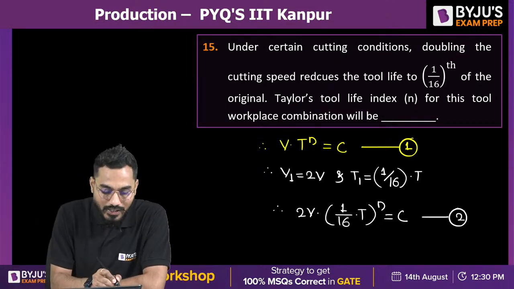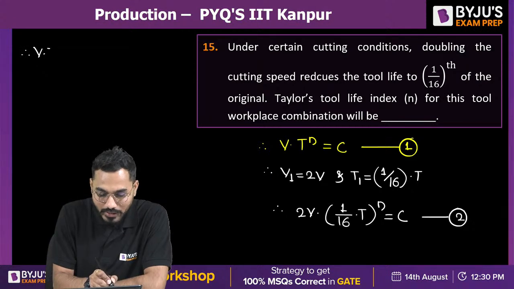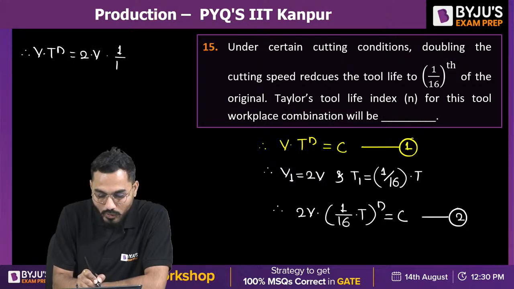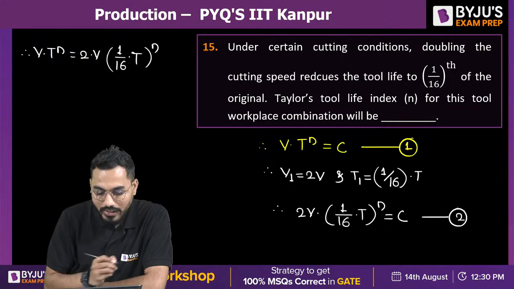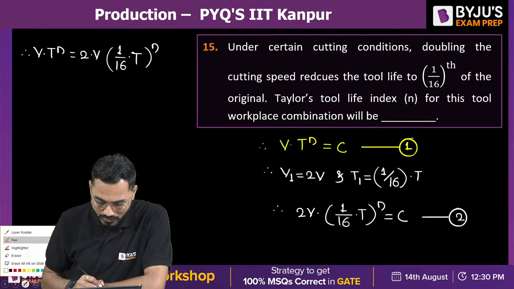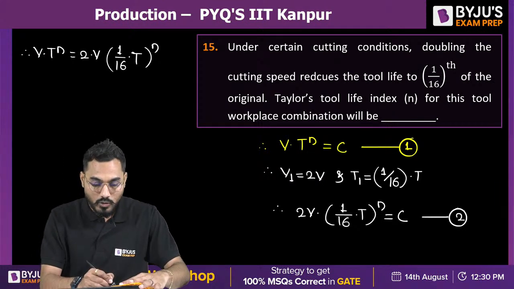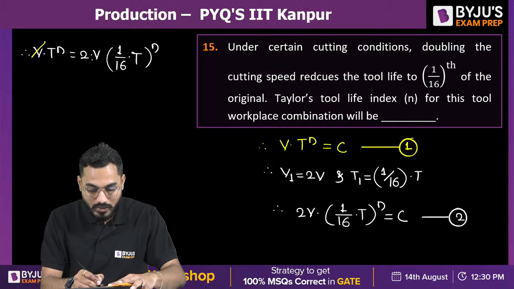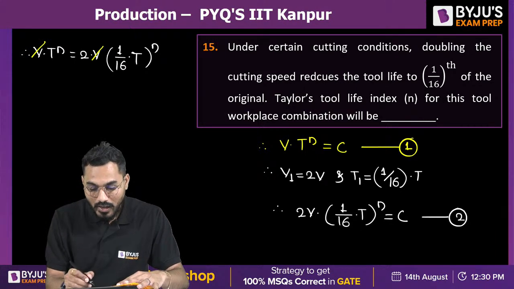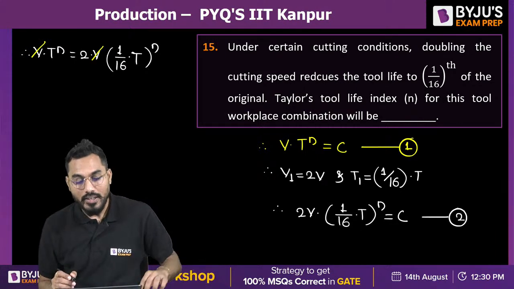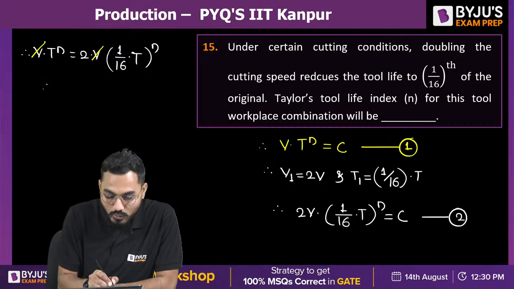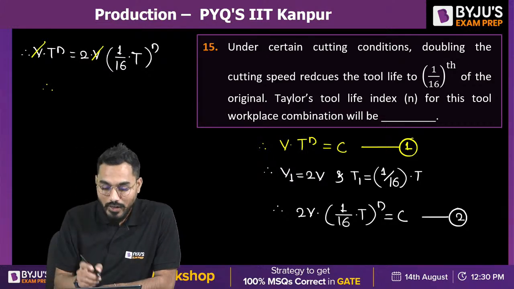Once you compare that, I'll write down here: V into T to the power of n is exactly equal to 2 into V into 1 by 16 into T to the power of n, right? Fine. So can I say that from here, if I cancel V, the cutting speed, which remains the same, I can cancel that. Okay, very good. Then T to the power of n and T to the power of n will get cancelled. Is it so? No, this is not the way, because we have to calculate n, we have to calculate it from here.